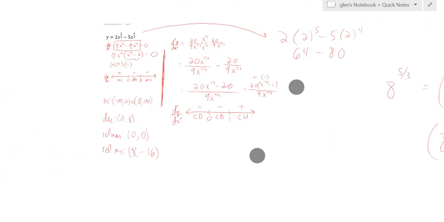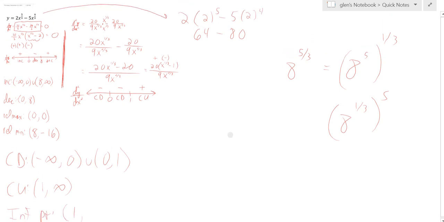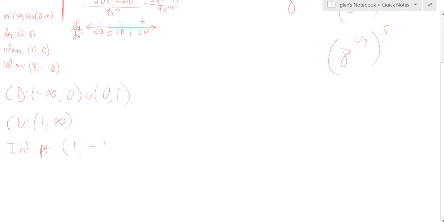And then we're going to have our concavity stuff. So we have concave down from negative infinity to 0, union with 0 to 1. We're going to split them apart because it's not concave down at 0. The second derivative is undefined there, and our definition for concave down is that the second derivative is negative, not undefined. And it's concave up from 1 to infinity, which means we have an inflection point at 1. And if you plug 1 in, you get 2 minus 5, negative 3.